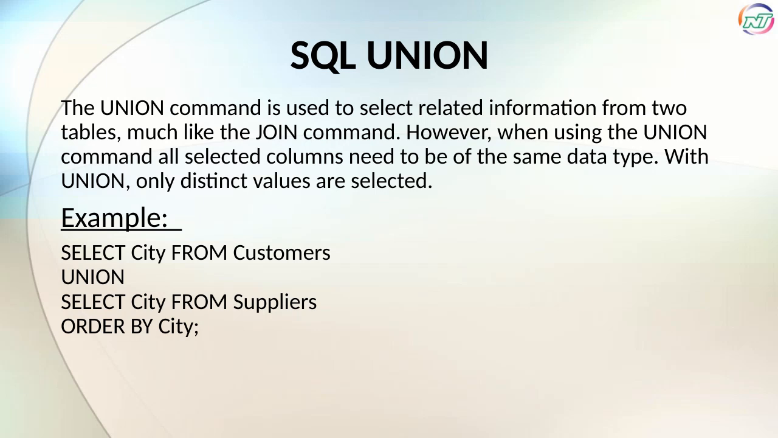For example, if we want to get a list of cities from both customers and suppliers tables, we use union to combine those city lists into a single output, and we can even order the results alphabetically. This makes union very useful when you need a unique set of values from different sources without any repetition.